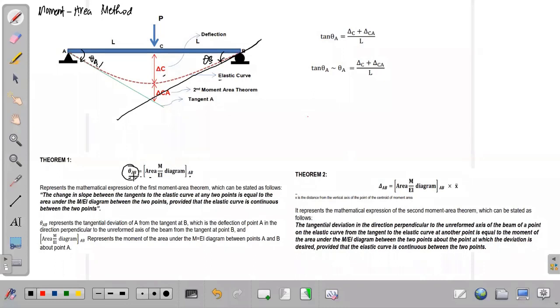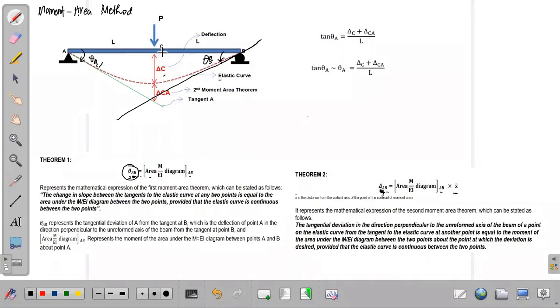This represents the slope between these two points, A and B. Okay? And then theorem 2, the delta, this represents the deflection between these two points, A and B. The deflection between two points, A and B, is equal to the area of the M/EI diagram under that point between AB, times the location of our centroid, the x bar, that is the distance of the location of our centroid. Okay? So those are the two theorems for the moment area method.